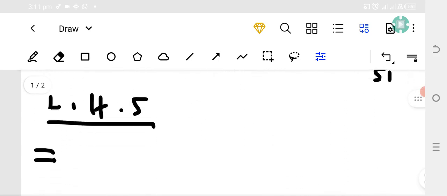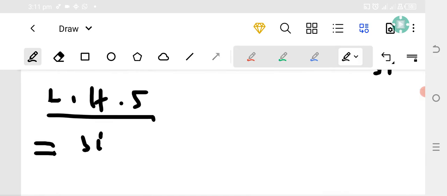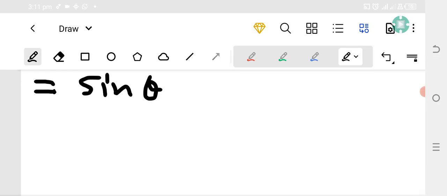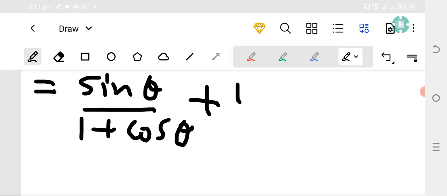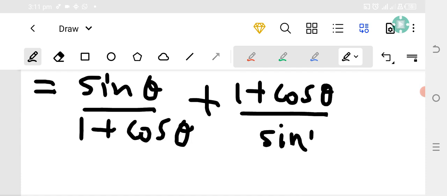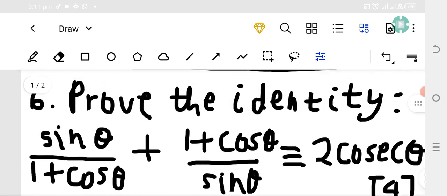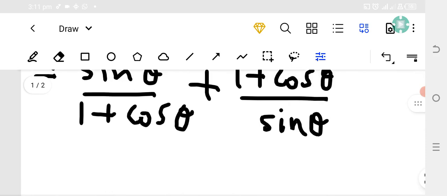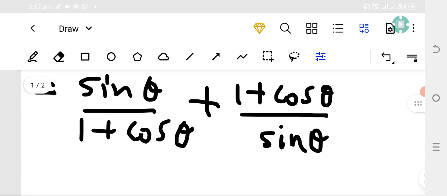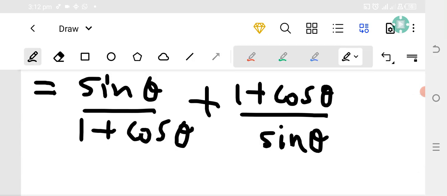Sin theta divided by 1 plus cos theta, plus 1 plus cos theta divided by sin theta. To continue, we don't need to start thinking a lot. Let's just find the lowest common denominator. As you can see, it will be the multiple of this and that. So that will be our lowest common denominator.